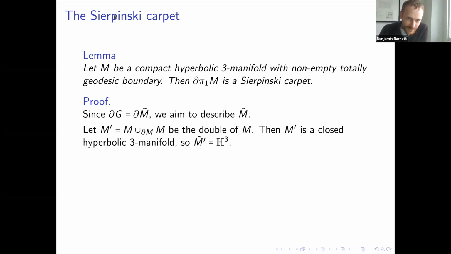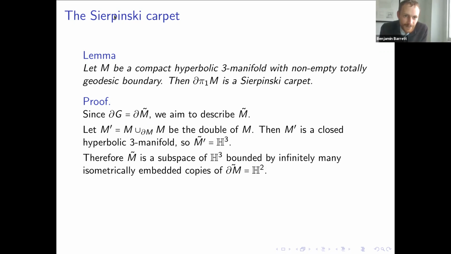First of all, let's try doubling M along its boundary. So this is manifold boundary, not Gromov boundary. Let M primed be the union of two copies of M. So we take two M's and then glue them together by identifying their boundaries. And then M primed is a closed hyperbolic 3-manifold. The fact that it's a hyperbolic manifold follows from the fact that the boundary of M was totally geodesic. So the universal cover of M primed is H3, 3-dimensional hyperbolic space.